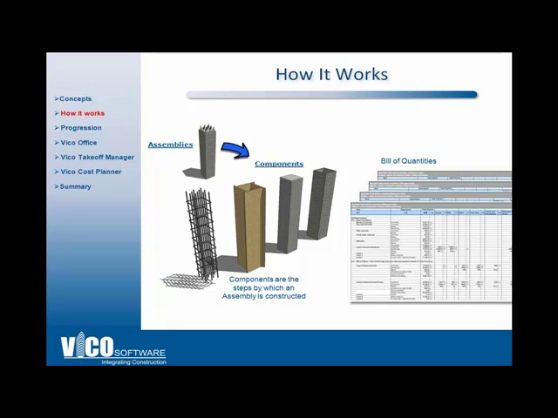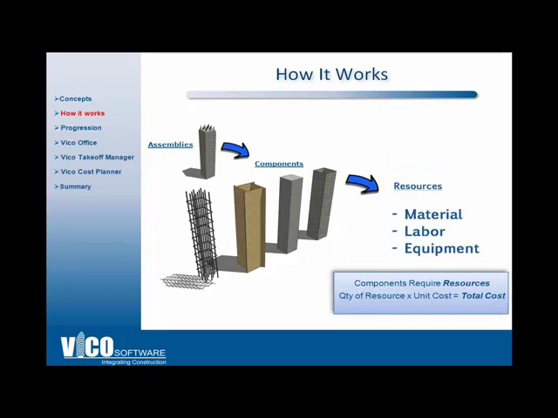So being able to use different quantity types for these different components is really important, and VICO Office and the process will allow you to extract those quantities accurately and as fast as possible from the model. Once you generate a list of components and link them to different quantities, you're going to be able to break those down to resource level if necessary.